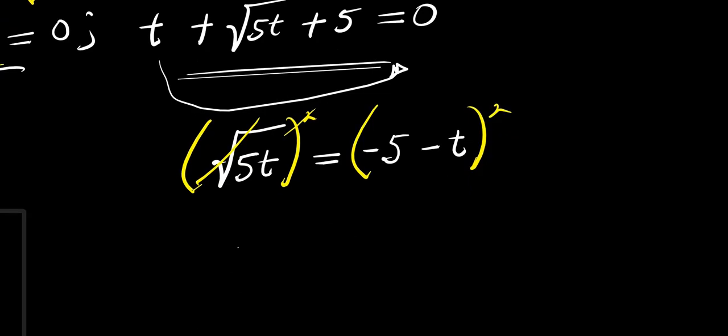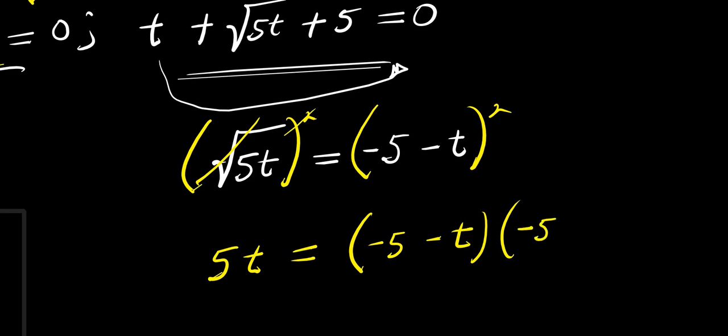Then I'm going to have 5t equal, this is negative 5 minus t times negative 5 minus t. So the next step will be to expand this.